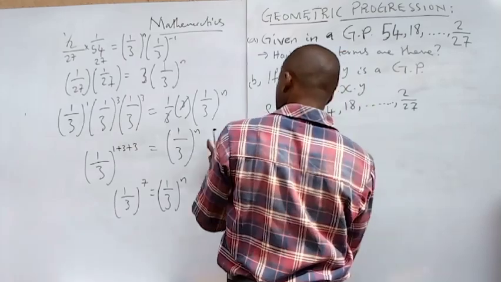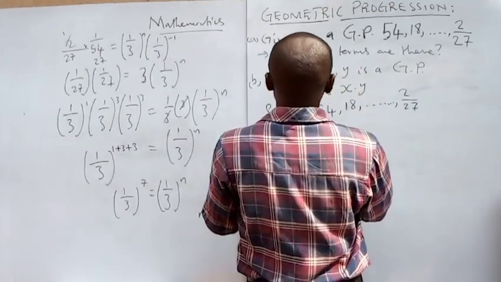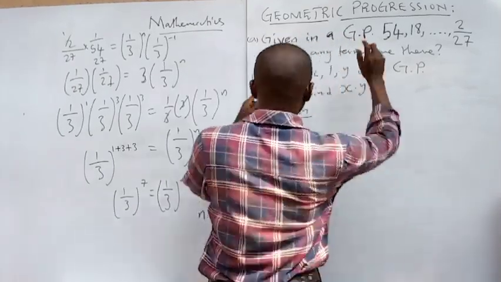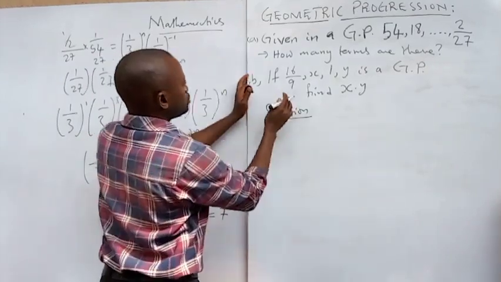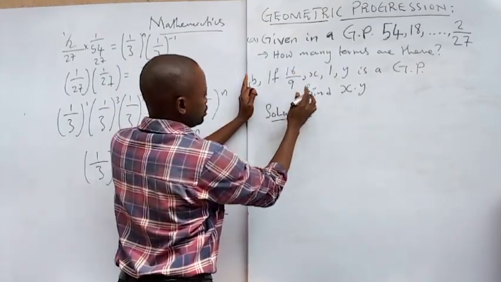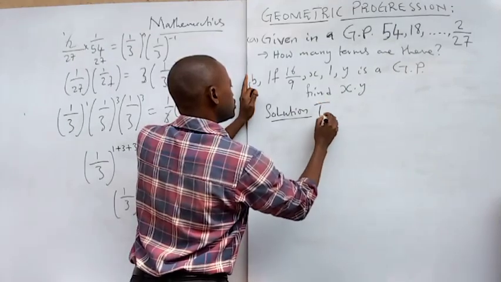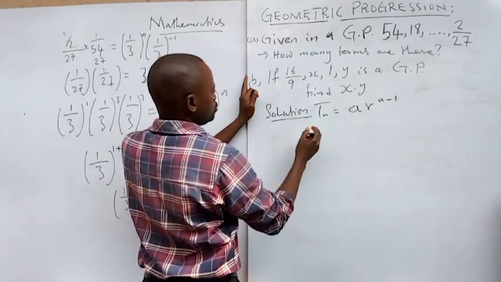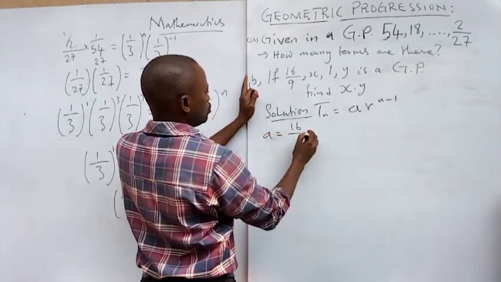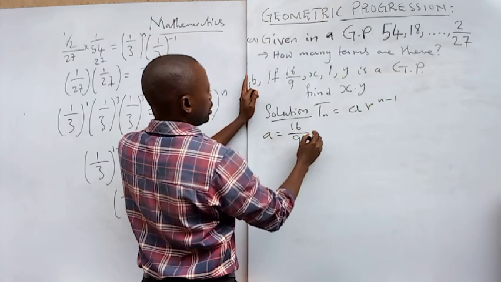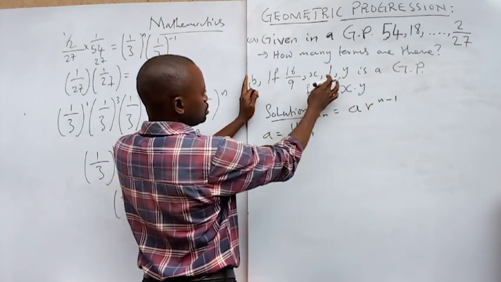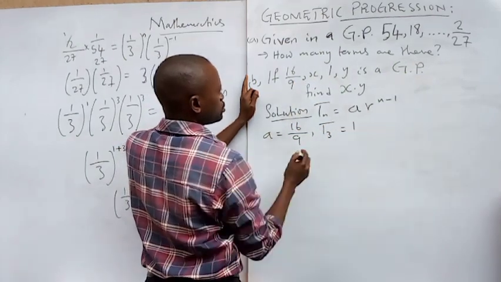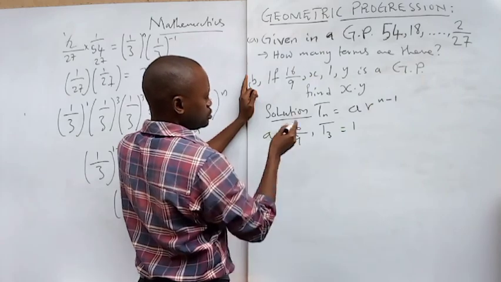While I'm doing this, you can just be checking out what I did over there. So the next one here is, we are given 16 over 9. So you can say given Tn equals AR raised to n minus 1. Now you realize here that your A is 16 over 9. Okay. And what else do we know? There's something here. This is 1, 2, 3. So T3 is 1. I think that can guide us into that.